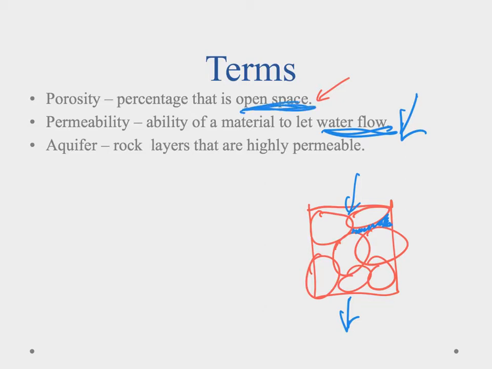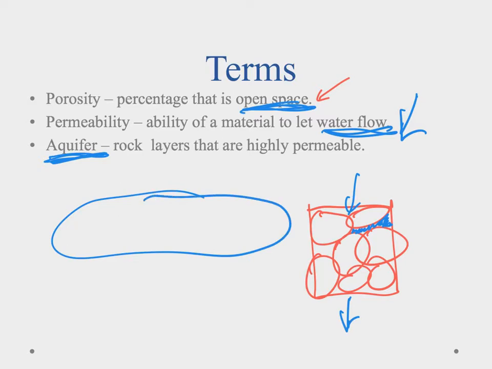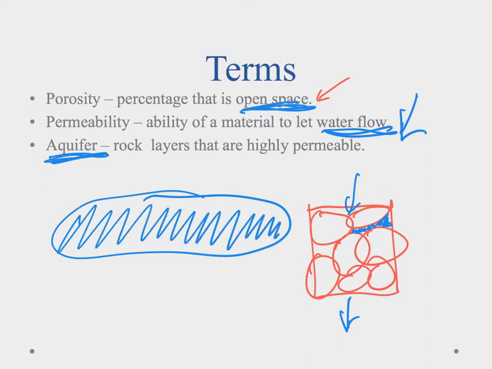And then the final term that we'd like to talk about is what we call an aquifer. An aquifer is going to be layers that are highly permeable, which means that most of the time when we're talking aquifer, we're talking about that zone of saturation where we have all of this water that can flow through, and that's where we can generally tap with our wells to get water from.